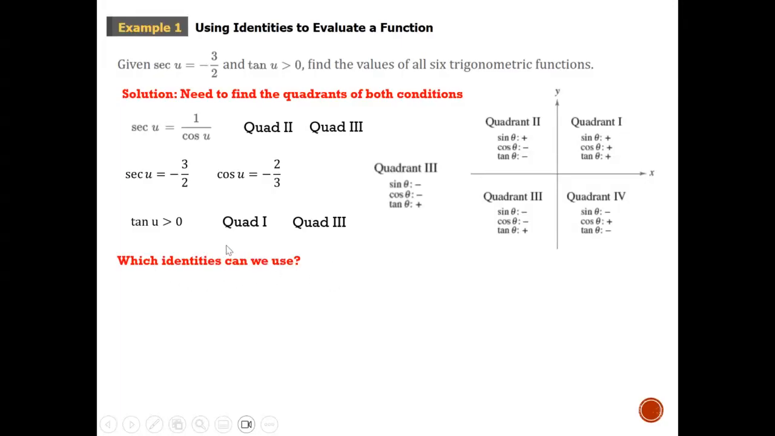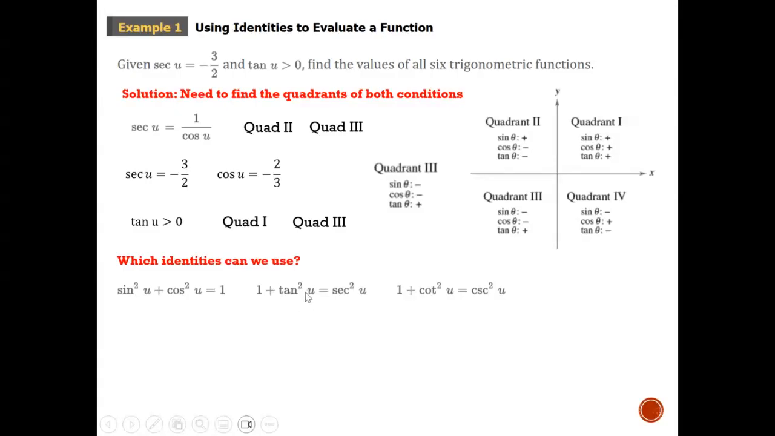Now which identities can we use from the previous slide? They only give us secant and nothing else, and we cannot use the right triangle, because they don't want us to do it that way. So which one here has secant? The secant is over here, so we're going to use this one first.